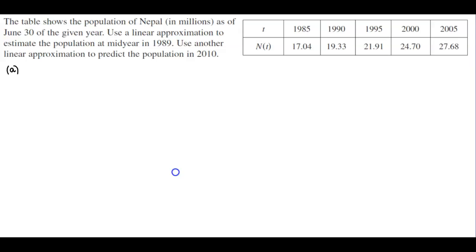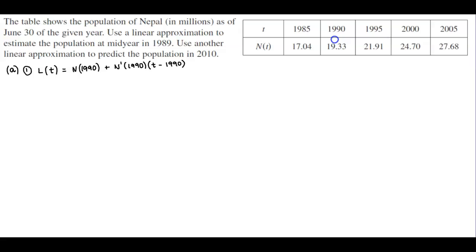And so for part A, step number 1, we want to write down our linear approximation formula. So L of t is going to equal n. Now we're going to use 1990 because if we want 1989, we're going to choose a year that's close to 1990. So therefore, a is going to be 1990, so it's going to be n of 1990 plus n prime of 1990 times t minus 1990.